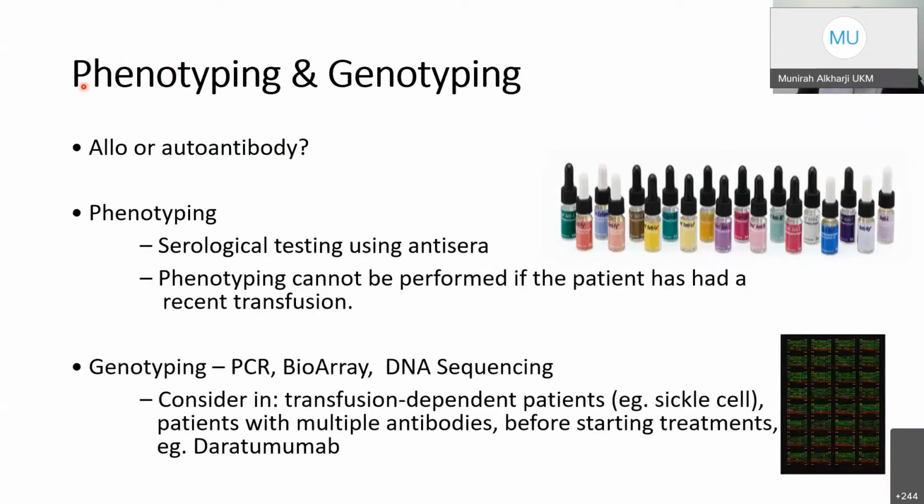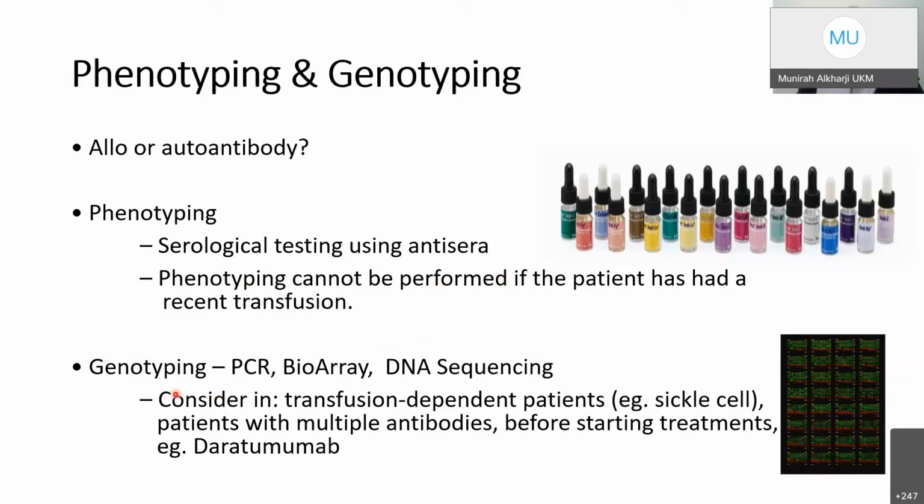Then we have phenotyping and genotyping methods. With phenotyping and genotyping, we want to confirm whether this is an allo or autoantibody. Usually phenotyping is serological testing using antisera. There are a lot of antisera that we can buy from the manufacturer to confirm the antigen. But phenotyping cannot be performed if the patient has had a recent transfusion, because it cannot differentiate whether these are donor or patient cells.